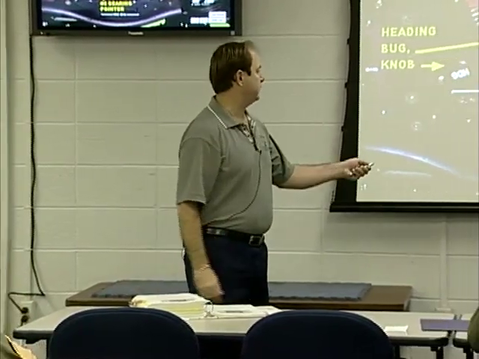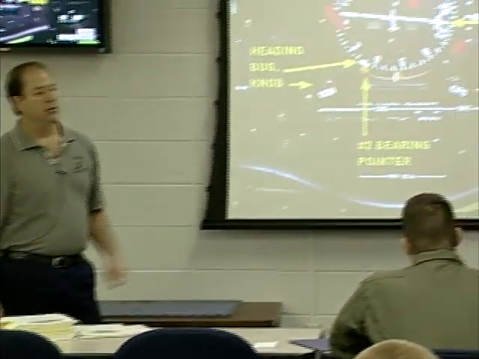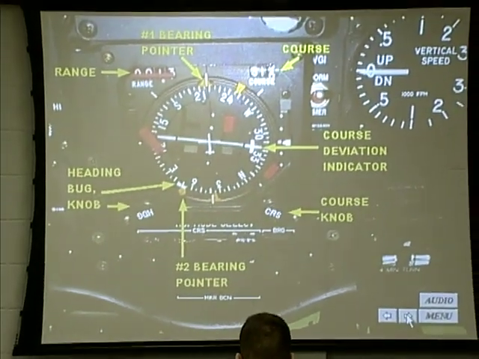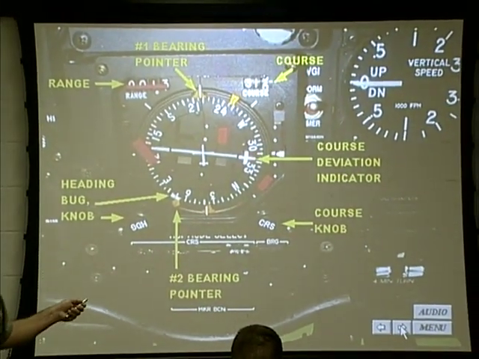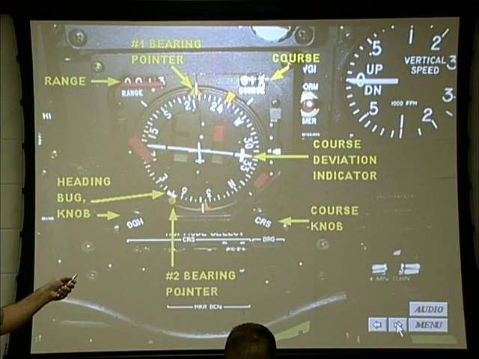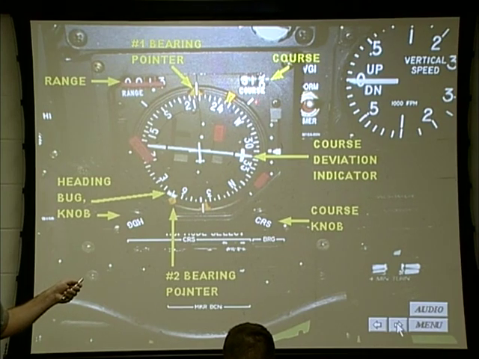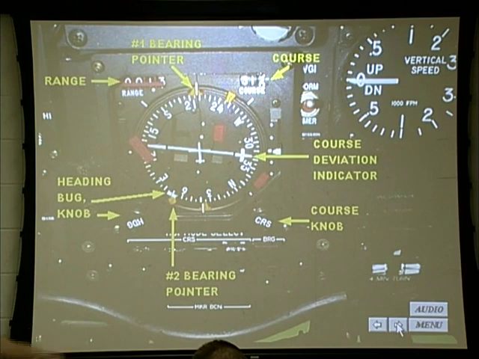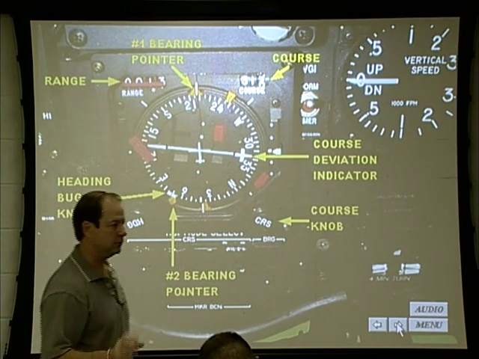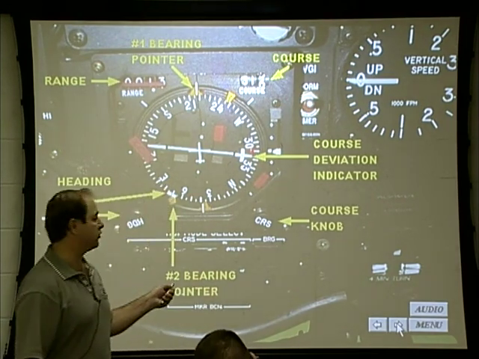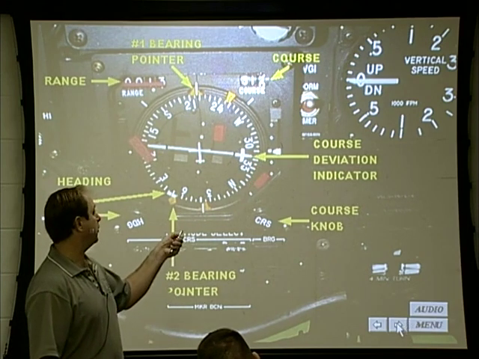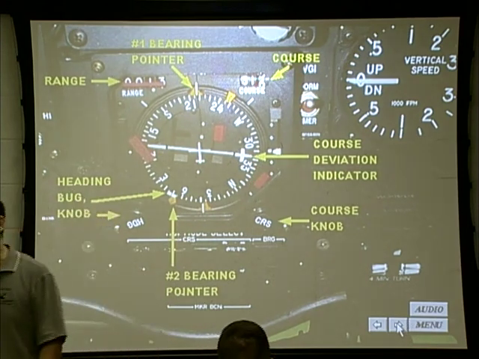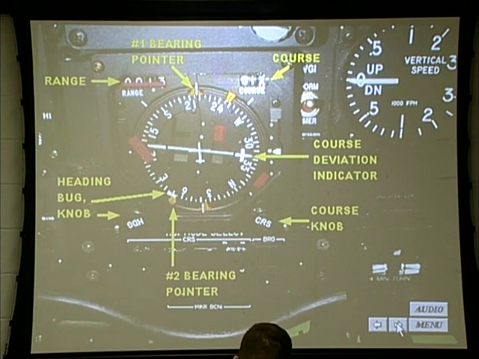Course selector knob, down here at the very bottom. Now what you have to keep in mind with the course deviation bar is it's going to work with your analog system, but it's also going to work with your digital system. So as you turn your course knob, your needle's going to be moving, and so is your digital display up in the top right-hand corner, and they will always read the same. You can't have one on one and one on the other. Okay.